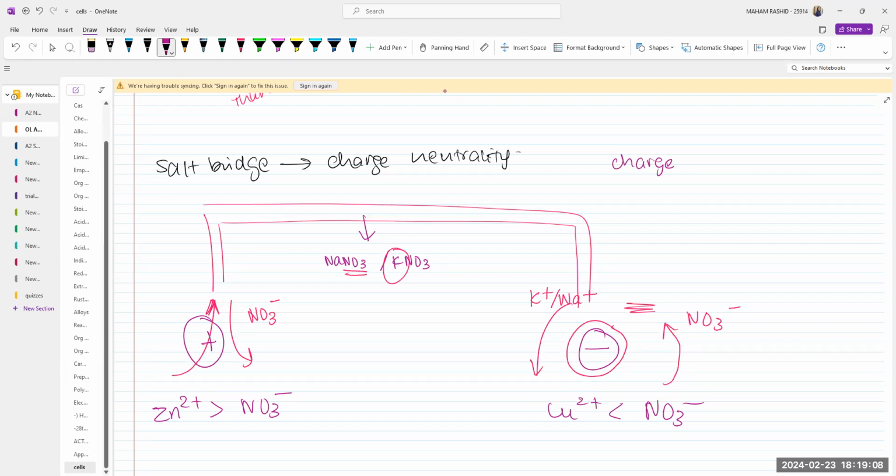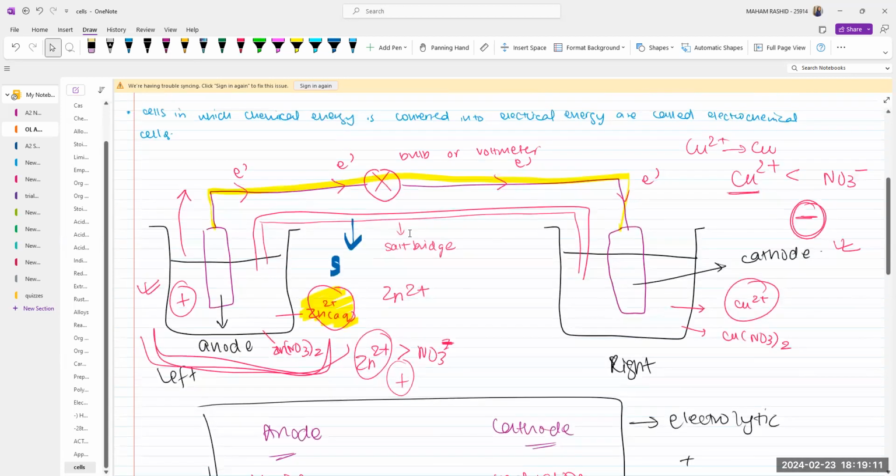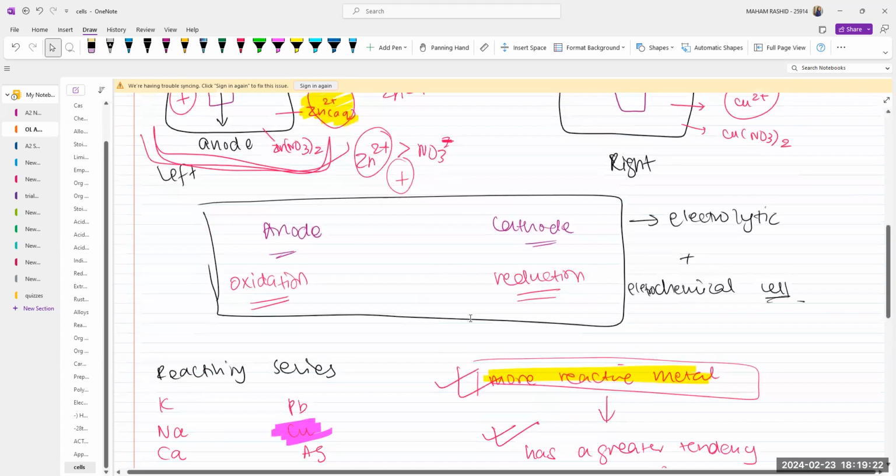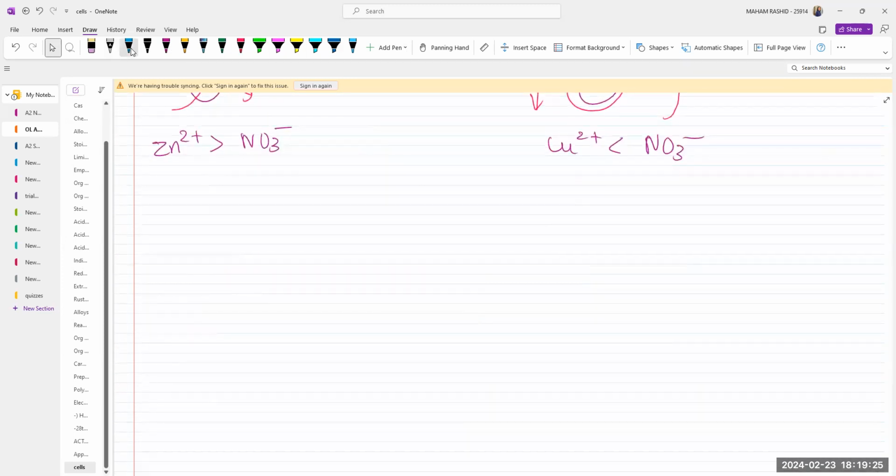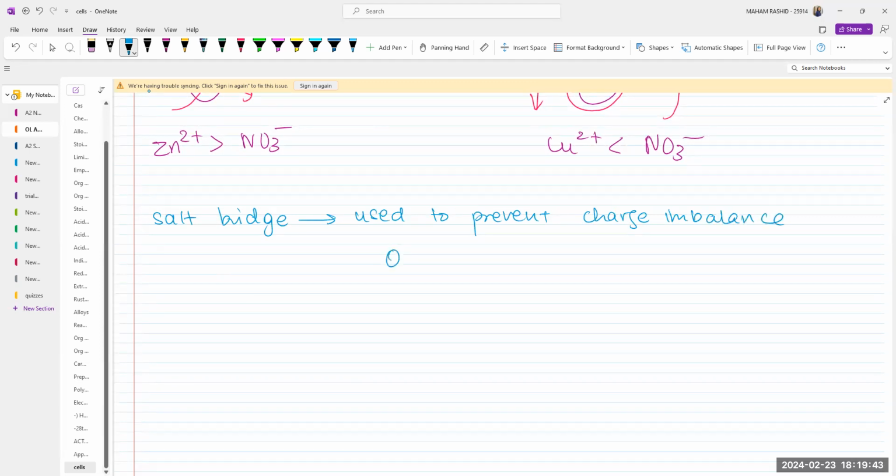How will a charge imbalance happen? Because these ions are basically shifting from one place to another. So a charge imbalance takes place, and a salt bridge is to prevent the charge imbalance, or you could say to maintain charge neutrality. Okay, I'll write this point here. You won't have to explain this in so much detail, but just in case: salt bridge is used to prevent charge imbalance or maintain charge neutrality.